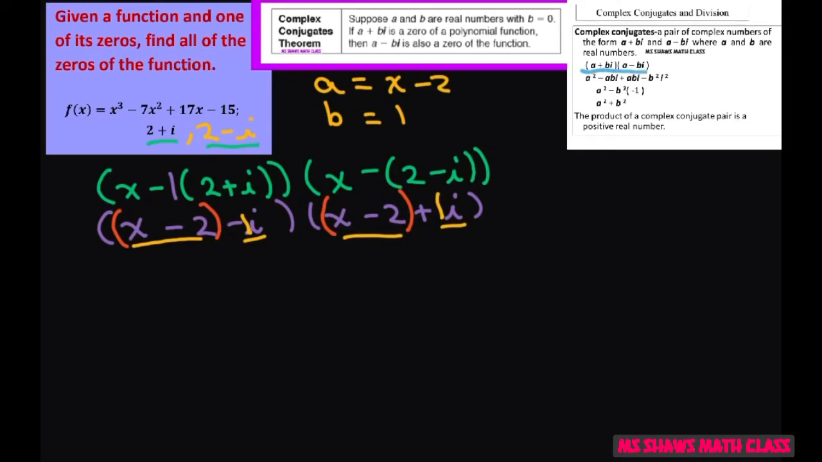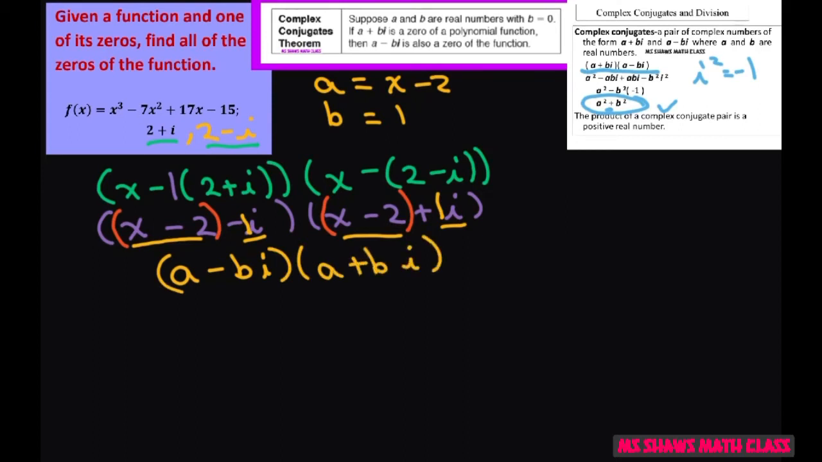So looking at this, this is what I have. And I'm going to let this be equal to a squared plus b squared. Remember with the i's, i squared equals -1. And that's why you have this plus. So basically, again, this is what I'm doing. I have a minus bi times a plus bi, and that equals a squared plus b squared.